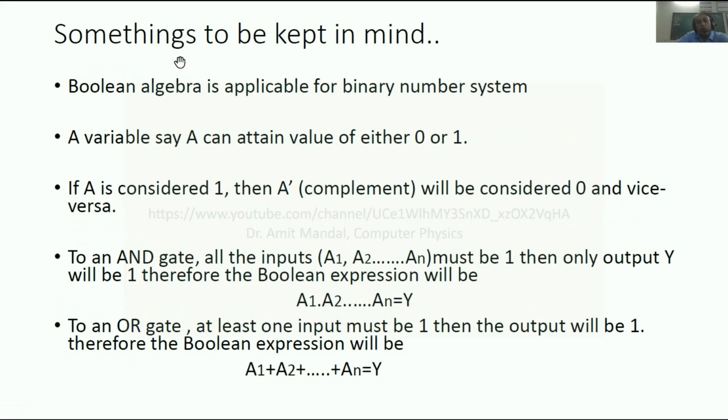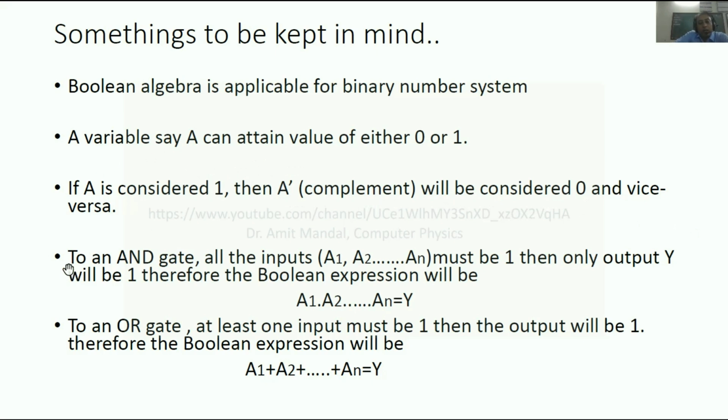Okay, so first of all you must keep in mind that Boolean algebra is applicable to the binary number system in which 0 and 1 are used. So when we are using variables in Boolean algebra, if a variable A is there, then it can attain a value of either 0 or 1. And if A is considered 1, then A complement will be considered 0. Means A dash can be applied as well as bar can also be applied. But if you are considering A to be 1, then A complement will be 0, and vice versa. Means in case you are taking A complement to be 1, then A will be considered as 0.